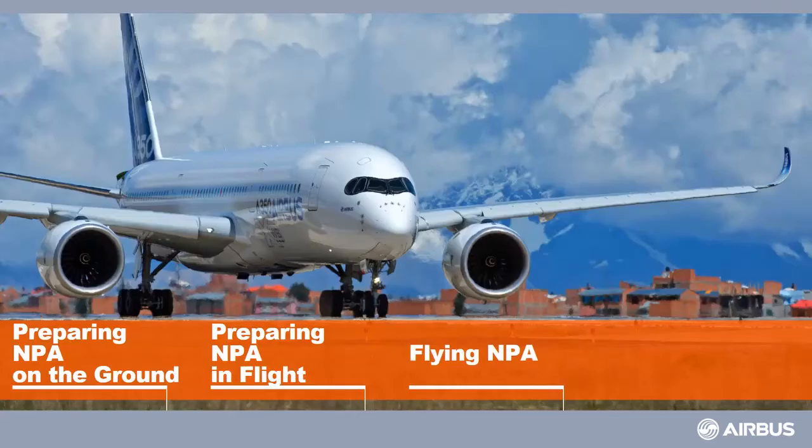So my presentation is divided into 3 parts. In the first part, we will review the steps to be performed to prepare the approach on ground. In the second part, we will review the steps to prepare the approach in flight. And in the last part, we will review the procedure to follow to fly the non-precision approach, with a focus on the actions at and below minimum. So let's start with the preparation on ground.